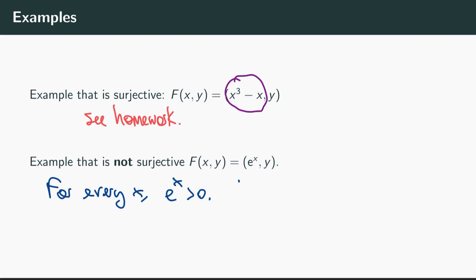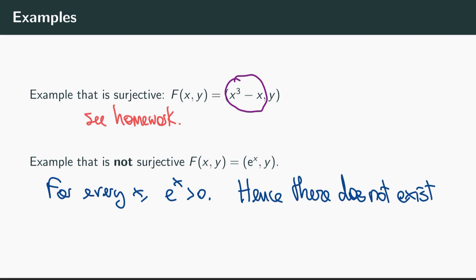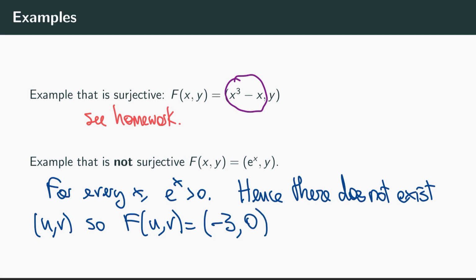So this means there does not exist any x and y, or maybe I should use u and v to match my previous notation. And I get to choose my favorite negative number. Let's say (-3, anything, 0). Right? -3 is not e to any number u, so it's impossible to obtain this as a point that is hit by the values of my function, by the image of my function.